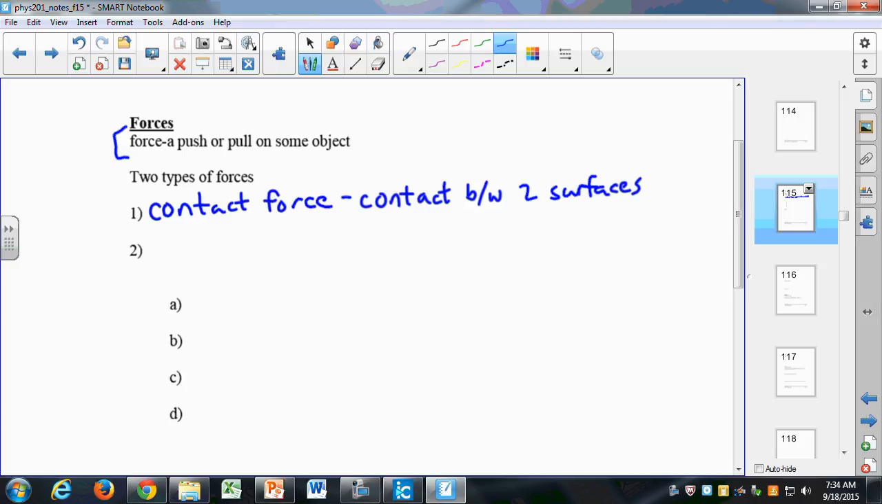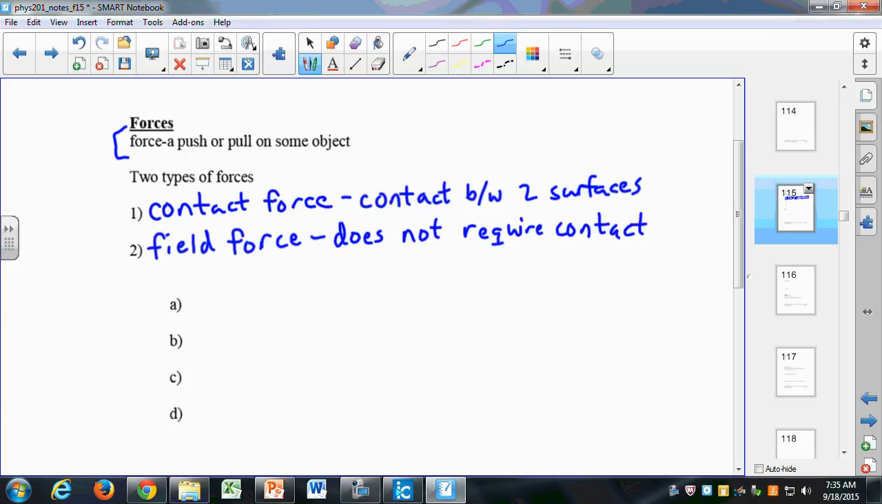Another type of force, and we'll have a whole chapter on this in the next semester, are field forces, where we'll define what a field is and talk about some of the different ways that we deal with fields. We'll talk about gravitational fields and electric fields. A field force does not require contact. There are 4 basic types of field forces. We're really only going to deal with 2. The other are subatomic fields.